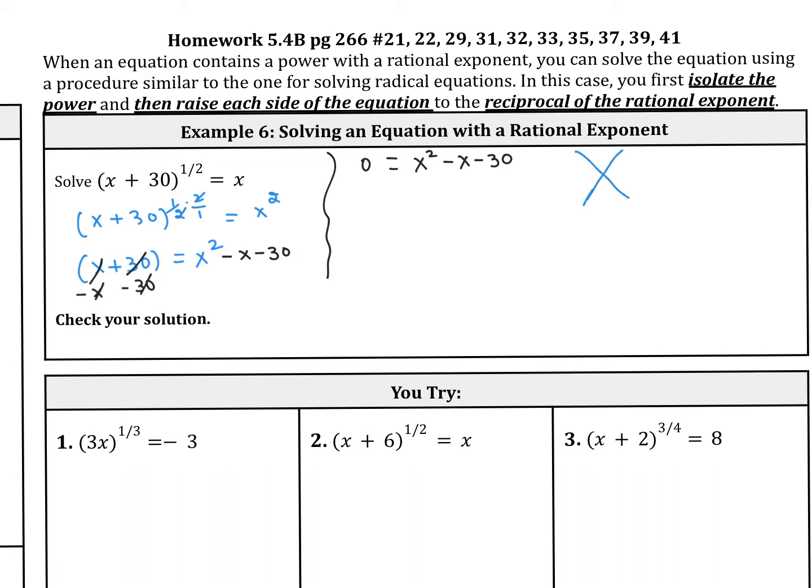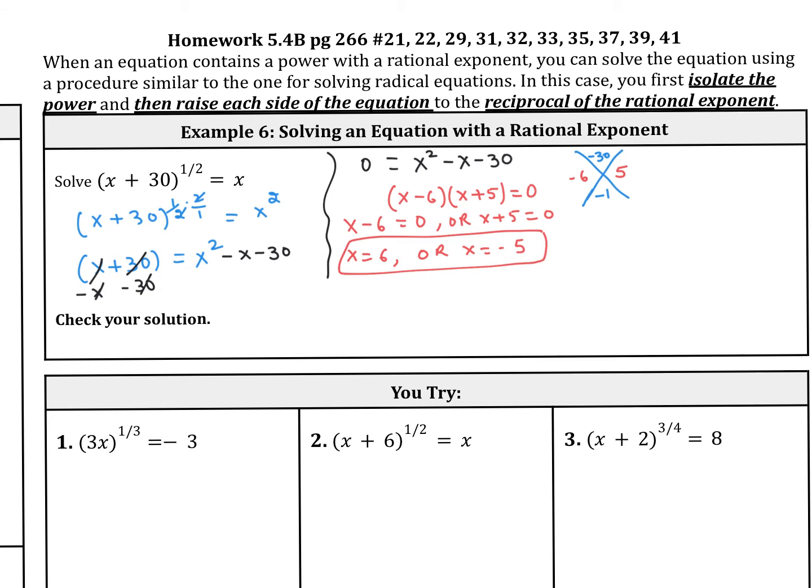On the top of the cross method, you have 30. On the bottom, you have -1. You're looking for two numbers that when you multiply, you get -30, and when you add, you get -1: -6 and 5. So you get x minus 6 times x plus 5 equals 0. Set each factor equal to 0 one by one. So you got x equals 6 or x equals -5.